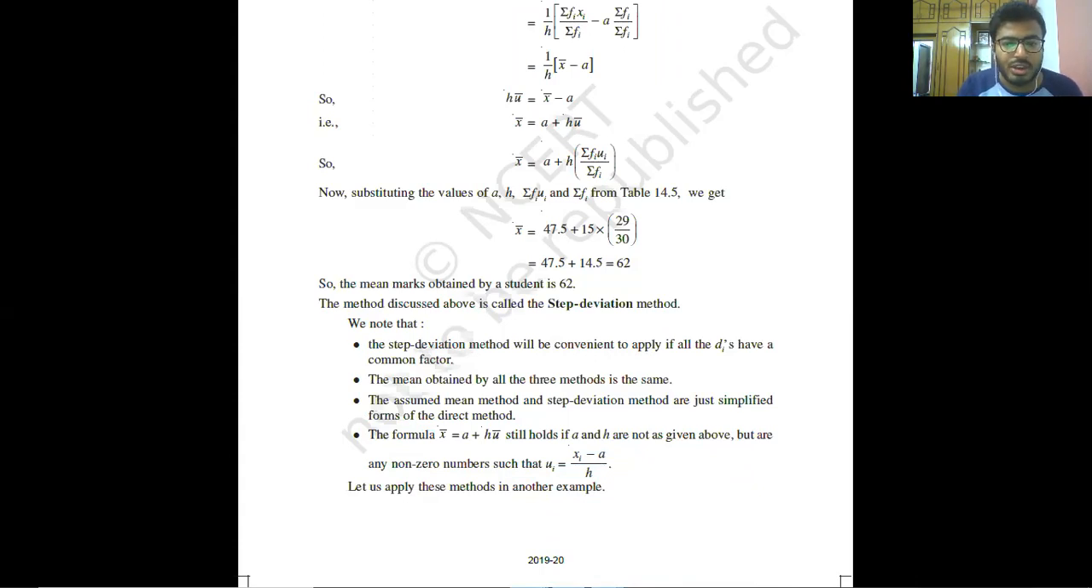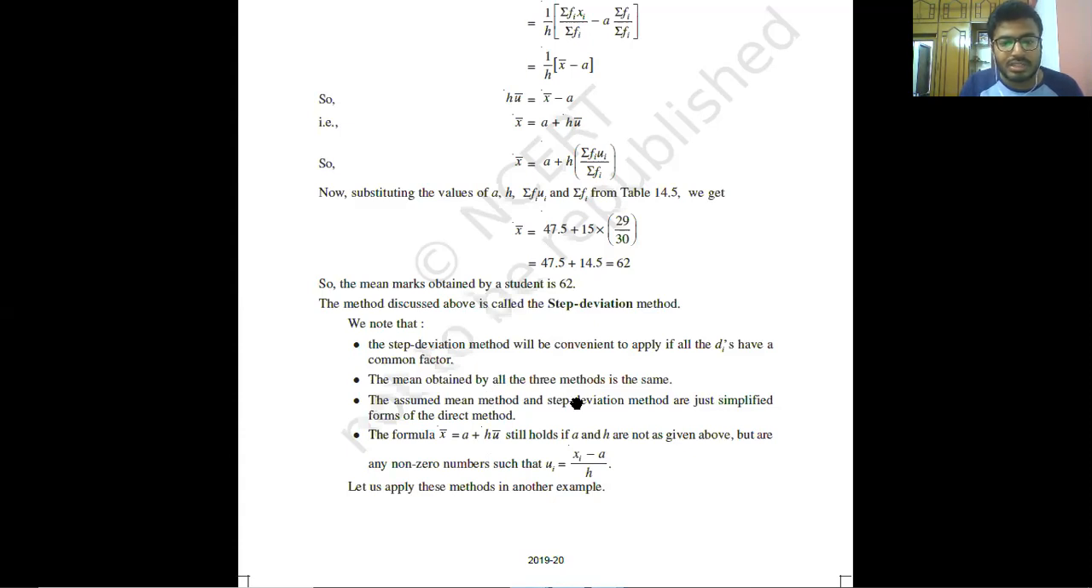Okay, the mean obtained by all the three methods is the same. Meaning, whichever method you use, the mean you get will be the same. So that's why I told you that any method you do, the answer is correct. Okay, if the question specifically says that you have to do it through the step deviation method, then only you are required to do the step deviation method. Otherwise, whichever you find easier, you can do in that method.